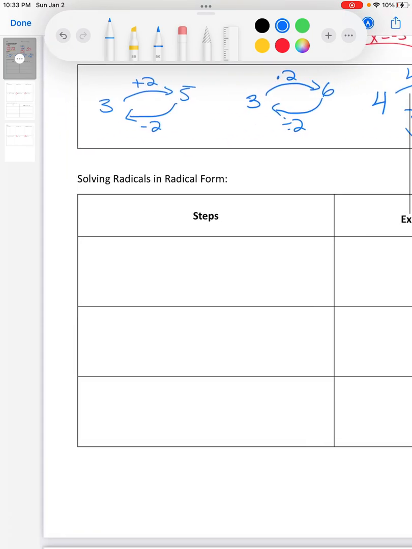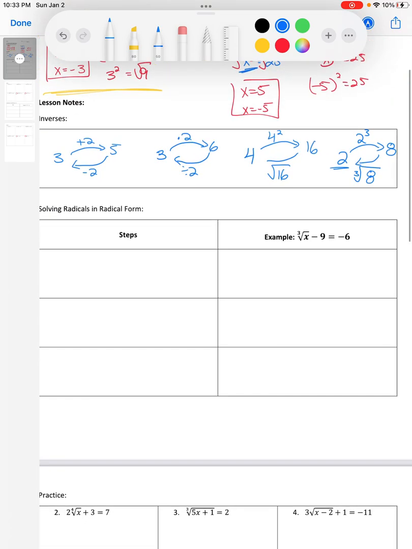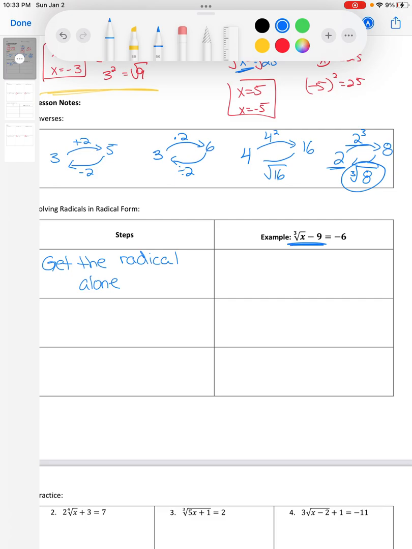So let's go over here. So solving radicals in radical form, steps. So this one's in radical form. So we're just going to go the opposite. So the opposite of cube root is cubing it. So steps is get the radical alone. Okay, get the radical alone. So if we look right here, on this side of the equation, is the radical alone? No, so we need to add 9. So I have cube root of x equals positive 3.